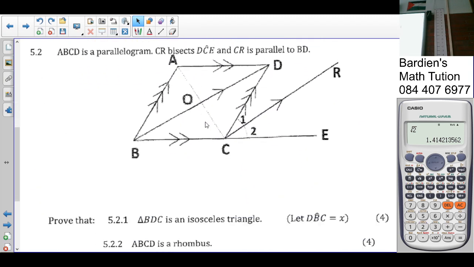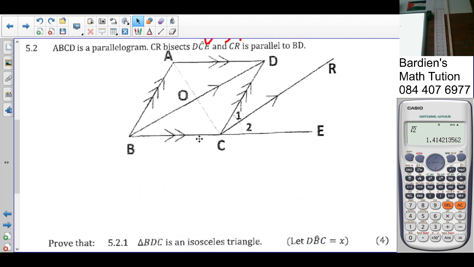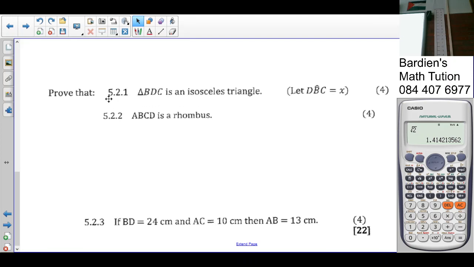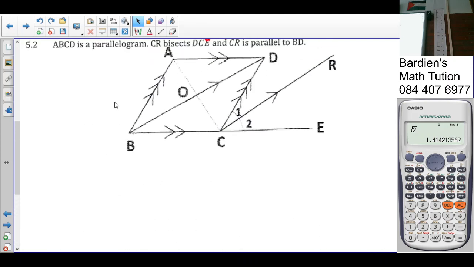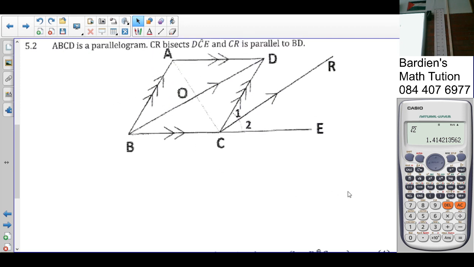5.2. In question 5.2, we are told that ABCD is a parallelogram.